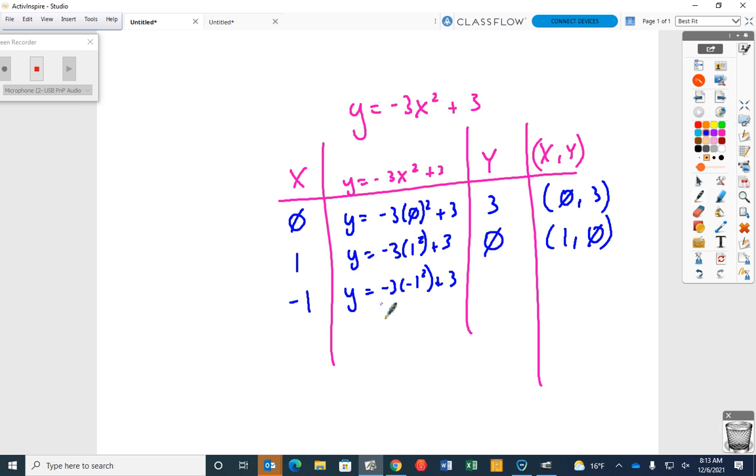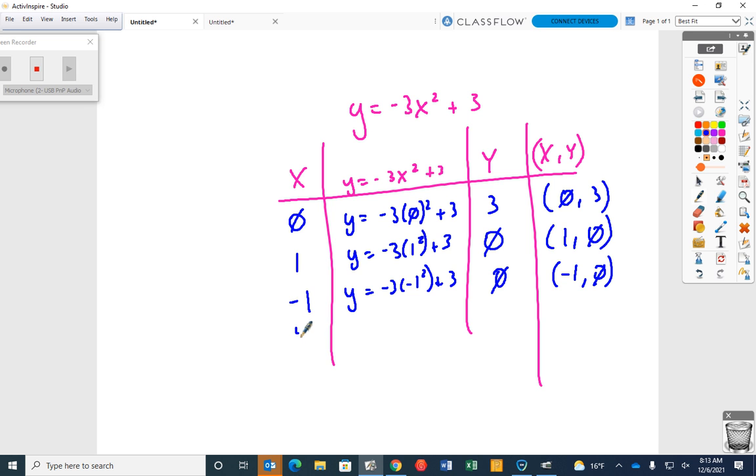Now, what did you learn last time? Have to put the opposite. Okay, but no matter what, what's negative 1 squared? 1. What's negative 3 times 1? What's negative 3 plus 3? 0. If you have one of these, do you already have the other one? Yes, you do. Okay? Which one should we do next?